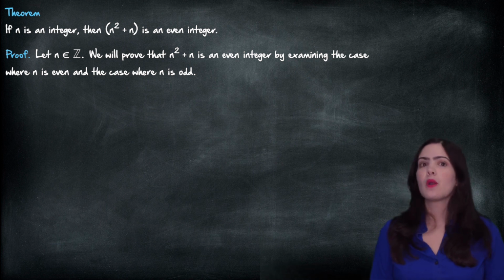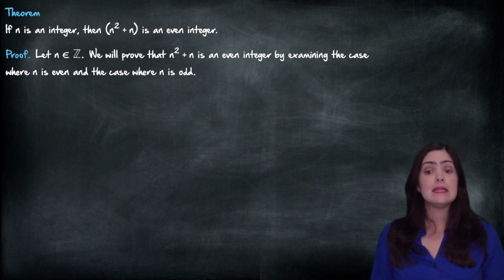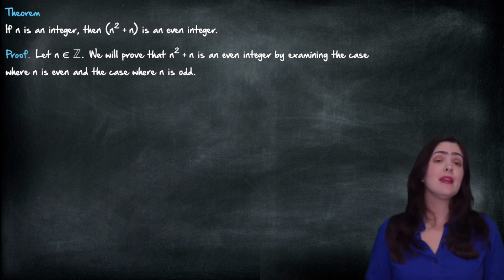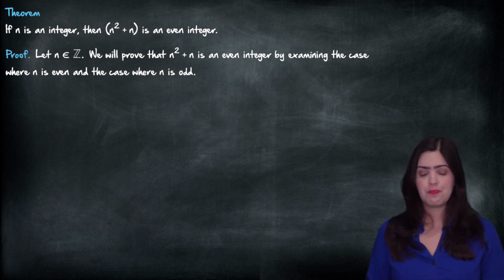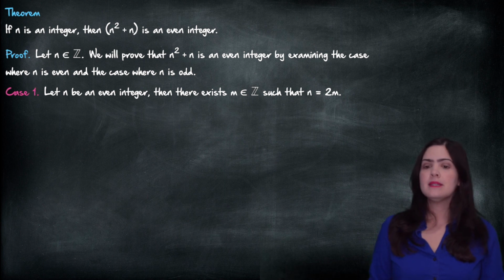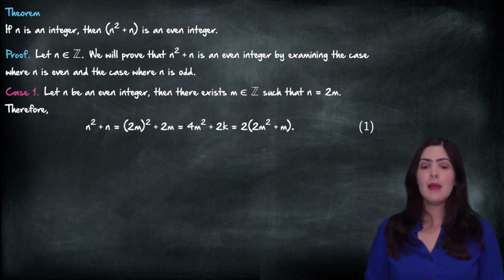So we'll tell them that we're going to prove that n squared plus n is even by examining the case where n is even and the case when n is odd. And we do the first case. Let n be an even integer, then there is an m in Z such that n is equal to 2m.